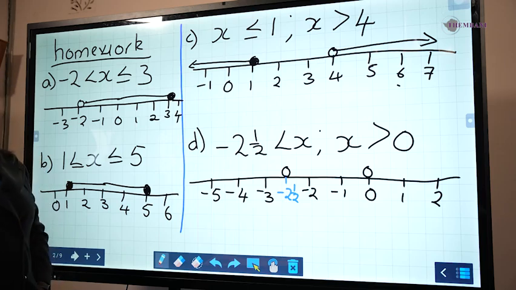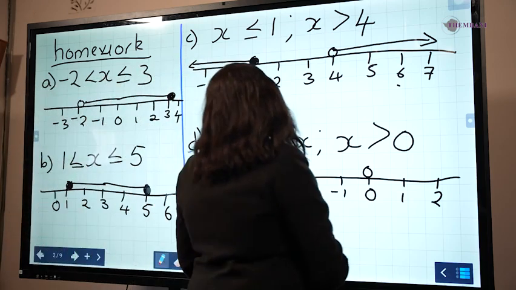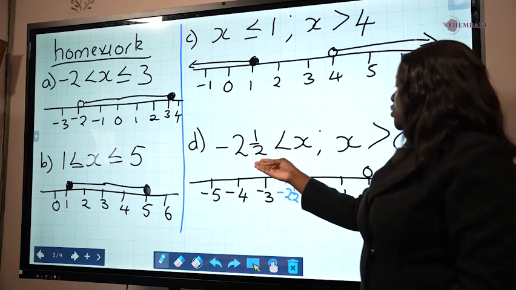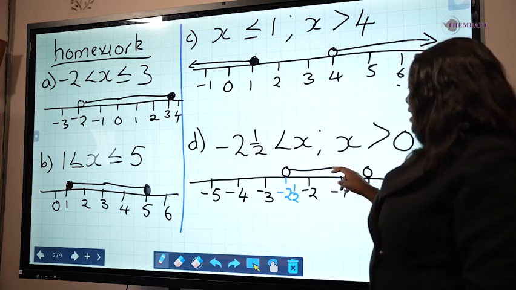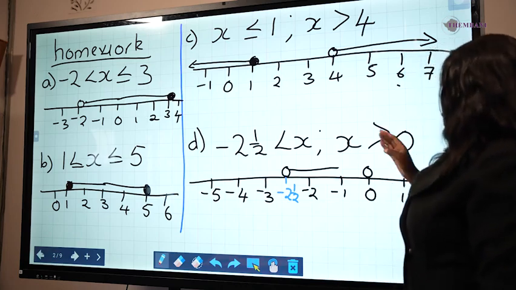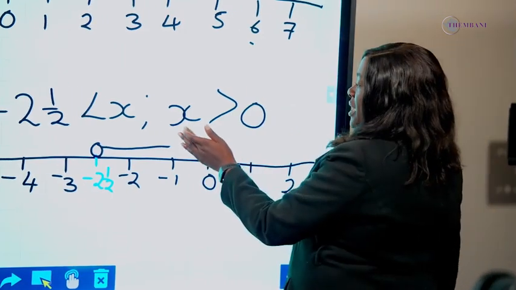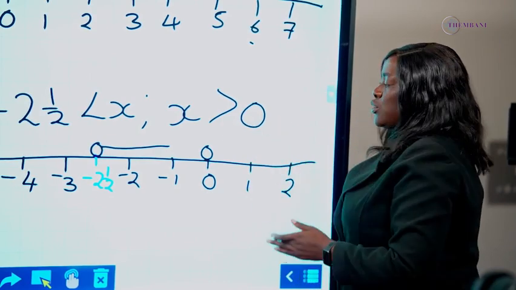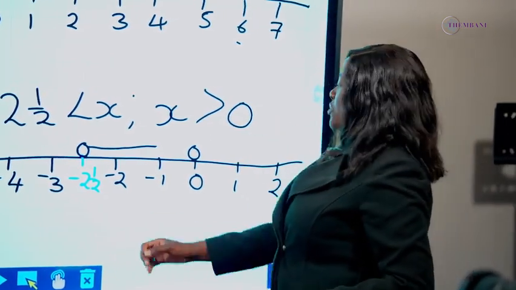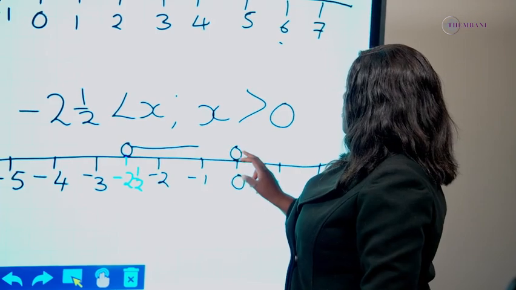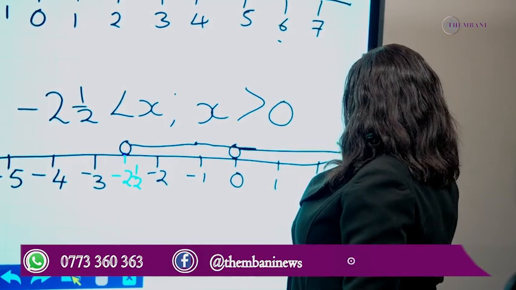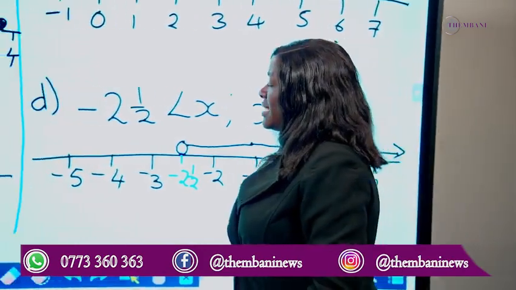Which direction are they supposed to be moving in this regard? It means my inequality sign, I need values which are greater than negative 2.5. The values which are greater are in this direction. Then on this one, we are saying x is greater than 0. It also means the values that I need are values which are greater than 0, which are also moving in this direction. So this inequality is combining and moving in that direction.